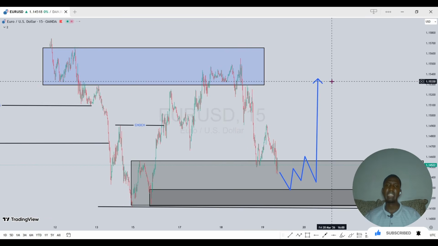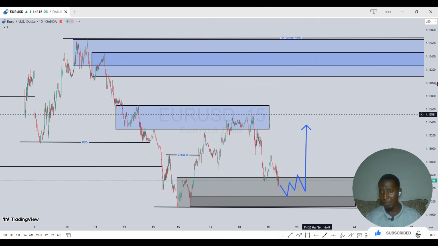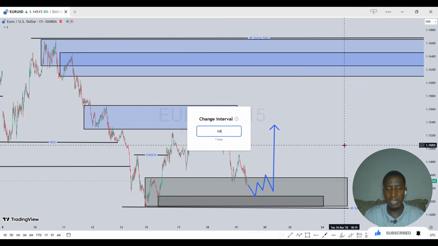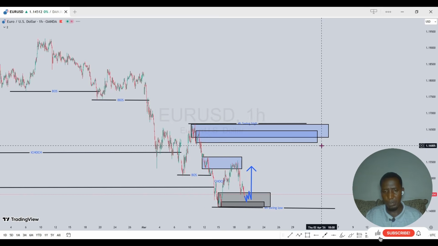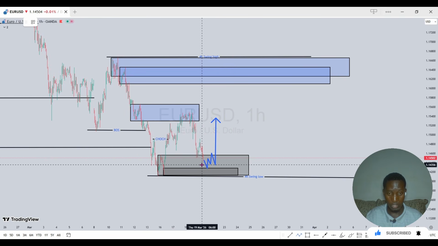Okay, and then I will target this zone again, because you don't know what might happen. But if my idea fails, if my idea is invalid, I will expect at least a move down to break a 4 hour swing low. Of course, I will look for an opportunity to sell.